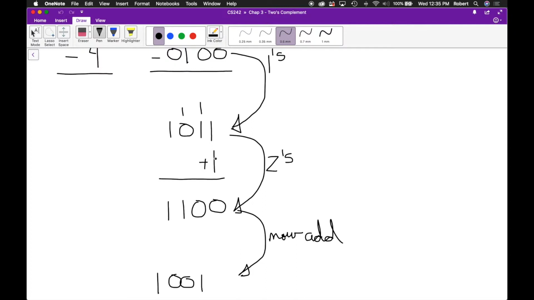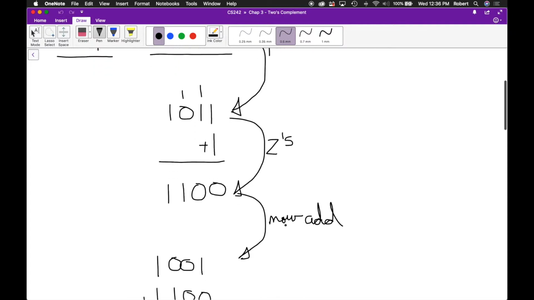So 1 plus 1, that's 1, 0. So I put the 1 over here, I put the 0 over here. 1 plus 1, that's 1, 0. I put the 1 over here in the carry, I put down the 0. 1 plus 0 is 1, and then 1 by itself, that's 1. So the 2's complement of 0, 1, 0, 0 is 1, 1, 0, 0.